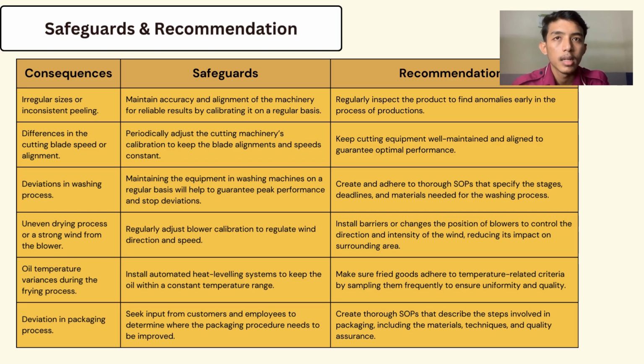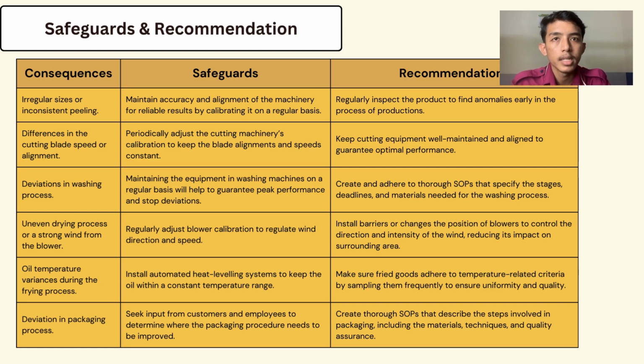Next, differences in the cutting blade speed or alignment. For the safeguard, periodically adjust the cutting machinery's calibration to keep the blade alignment and speeds constant. For the recommendation, keep cutting equipment well maintained and aligned to guarantee optimal performance.